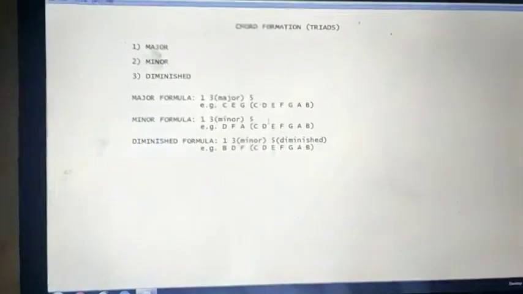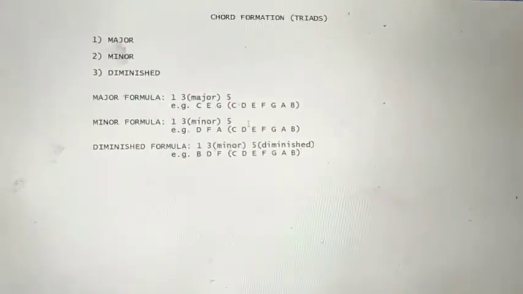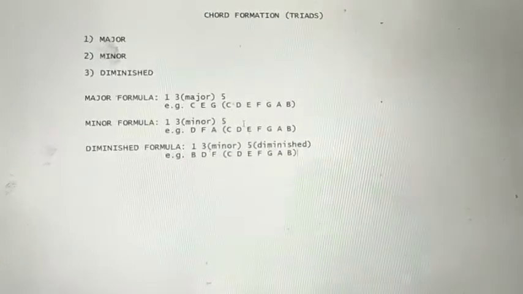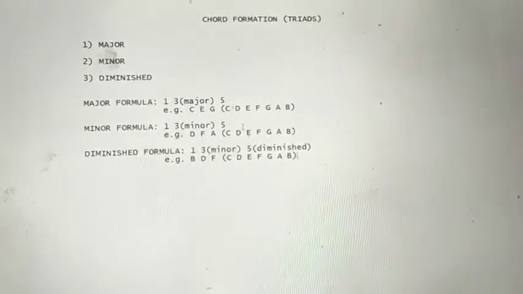So that's it for today's lesson. I'll be talking about how to form suspended chords, suspended 2, suspended 4, and different other variations of the chords, and what inversions are, in further lessons.